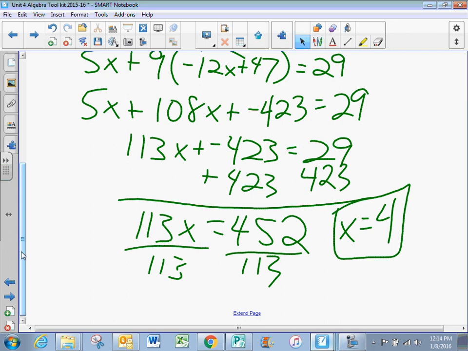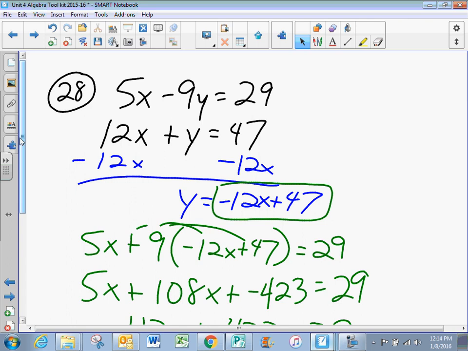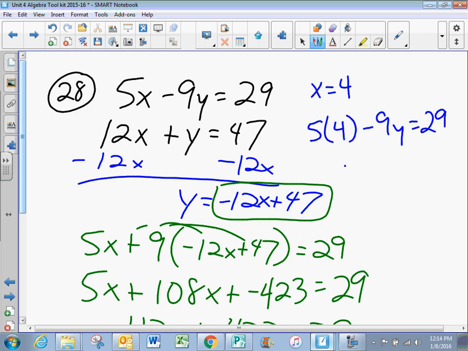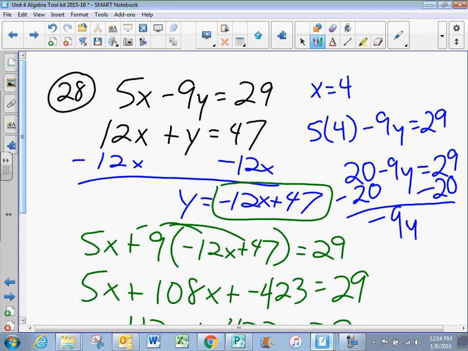Then I go back to the beginning. If x is 4, then I plug in 4 for x, and if I go 5 times 4 minus 9y equals 29, I get 20 minus 9y equals 29. Subtract 20 from both sides. Negative 9y equals 9. Be careful, that's a negative. Negative 9y equals 9. Divided by negative 9, and y is negative 1. That's how I get 4 and negative 1.